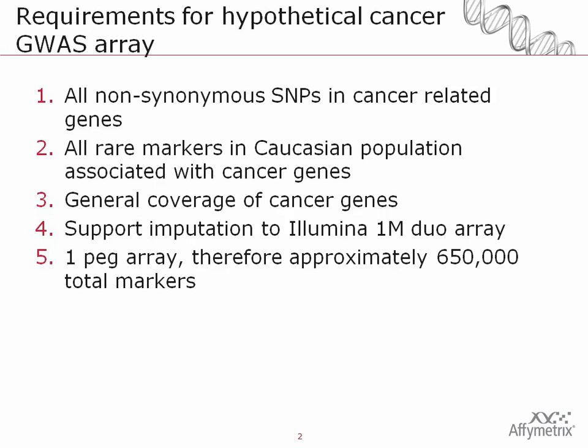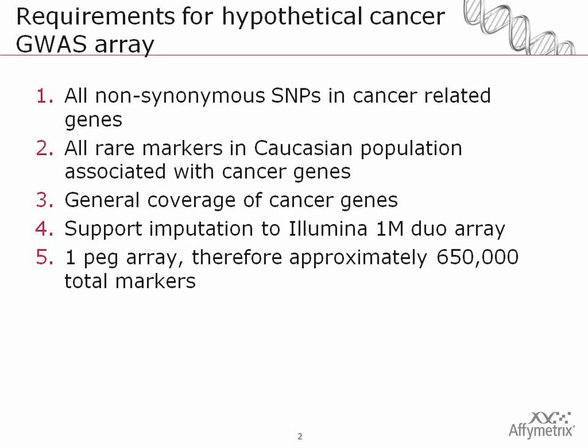And the fifth requirement for this array is that it's a single peg array, which means that we're limited to approximately 650,000 total markers. So when you're thinking about your design and you look at this, is there a way you could identify a single target set or a single class of SNPs that you're interested in? And does that have a single selection rule associated with it? Or are you going to need to do more than one marker group?